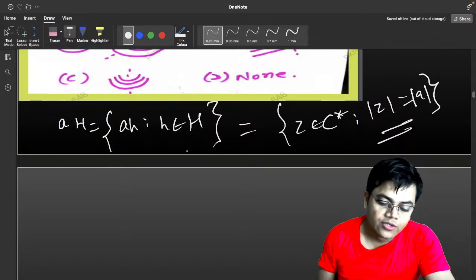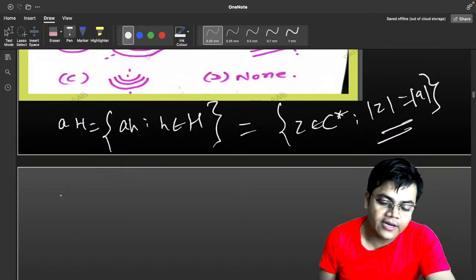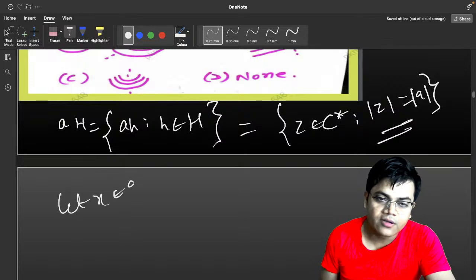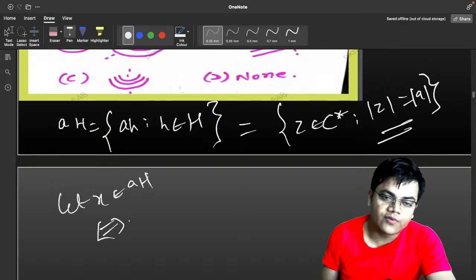All right. So what shall we do? We just need to take x belongs to aH. Take it from the subgroup. It means certainly we will have some h in capital H, so that x will be equal to ah.